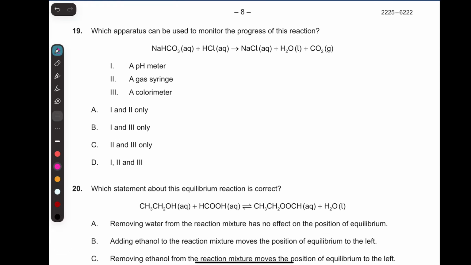Next, which apparatus can be used to monitor the progress of the reaction? pH meter, yes, because this is an acid-base reaction, so pH will change. Next, gas syringe, this is also yes, because CO2 gas is produced. We can measure the volume of the gas with respect to time and we'll get the rate of the reaction. Colorimeter, no, there is no color change. The answer would be 1 and 2 only.